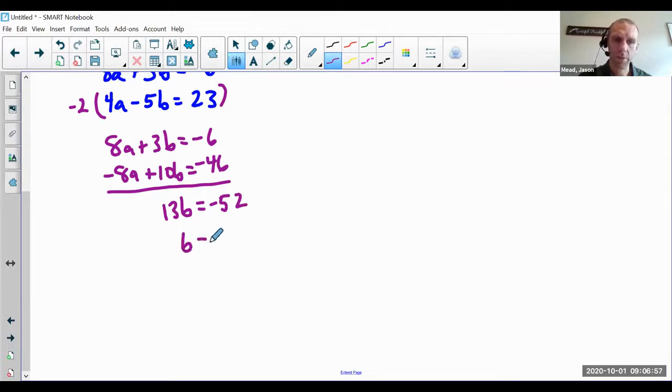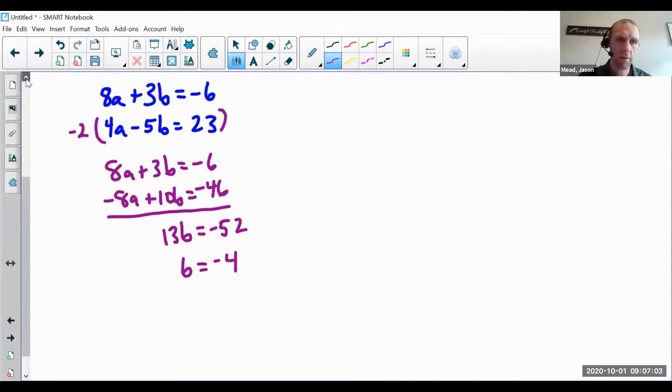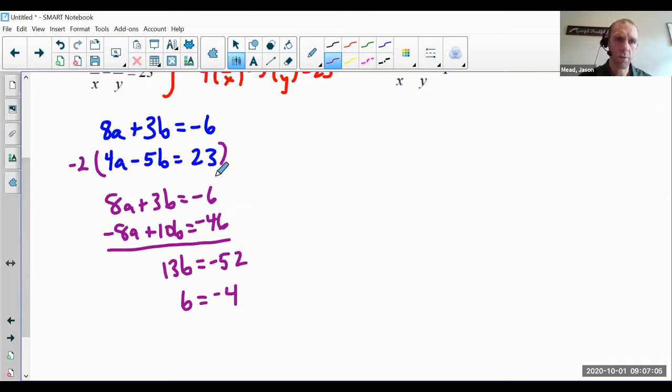And b equals negative 4. Then I can plug that back into one of these equations, probably this one because the numbers are smaller. So 4a minus 5 times negative 4, so negative 5 times negative 4 becomes 20. Subtract 20 and divide by 4, a equals 3/4. That wasn't that hard. We've solved tons of problems like this.